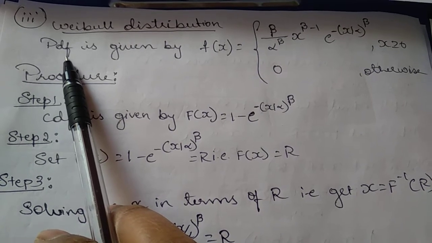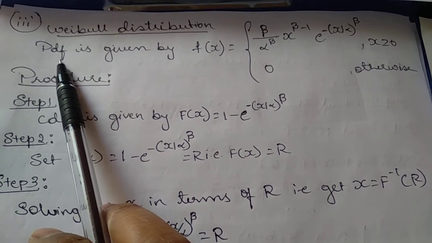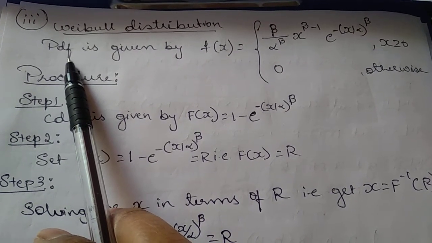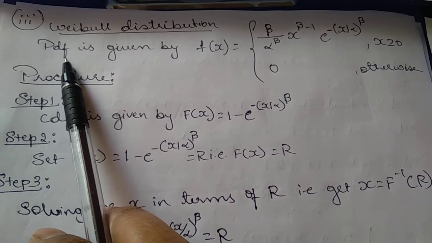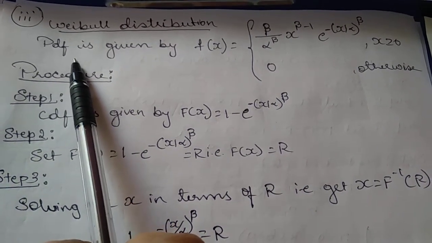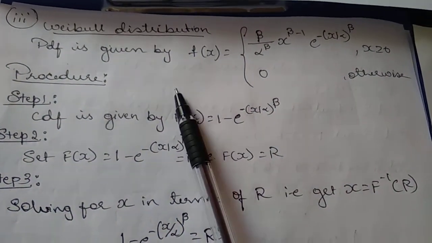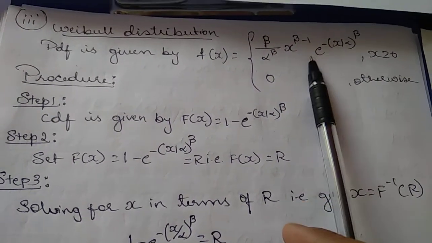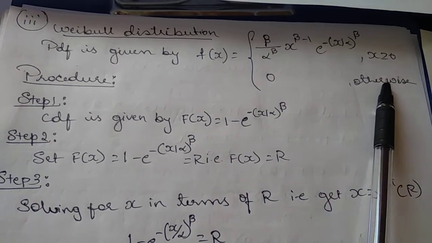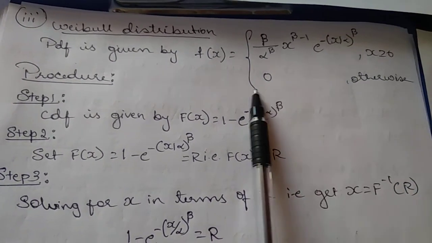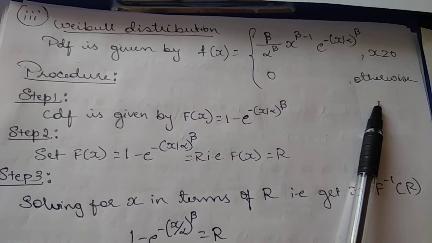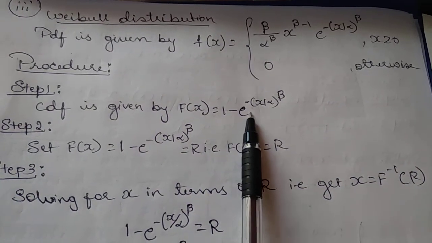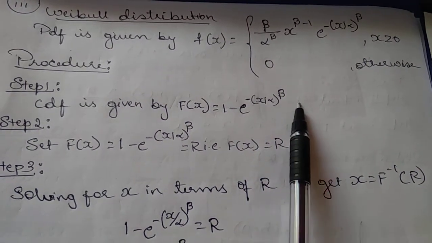For each distribution the PDF and CDF will be given, but in order to prove things we will take only the CDF, that is the cumulative distribution function, not the probability density function. This is the probability density function for the Weibull distribution: f(x) = beta divided by alpha power beta, x power beta minus 1, then e power minus (x by alpha) whole power beta, when x is greater than or equal to 0, and 0 otherwise. I have just told you to take the cumulative distribution function, which is given as 1 minus e power minus (x by alpha) whole power beta.